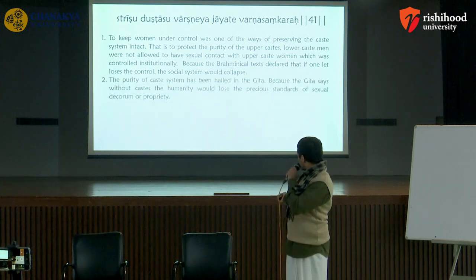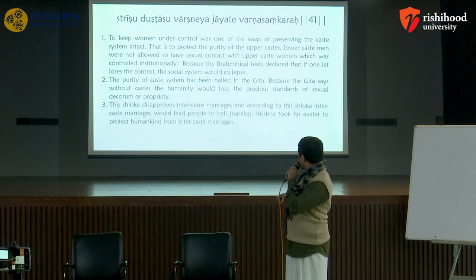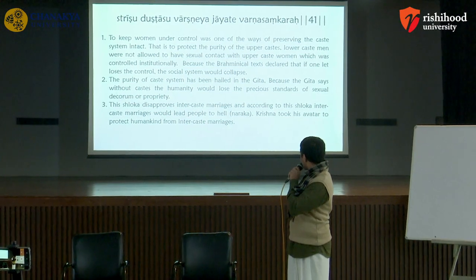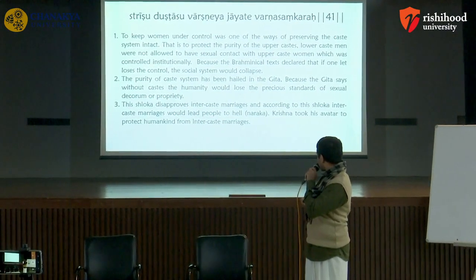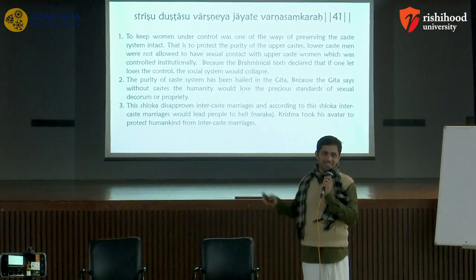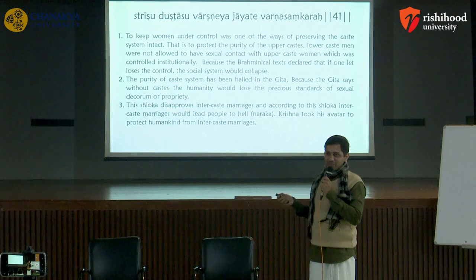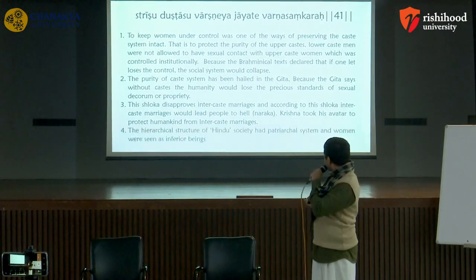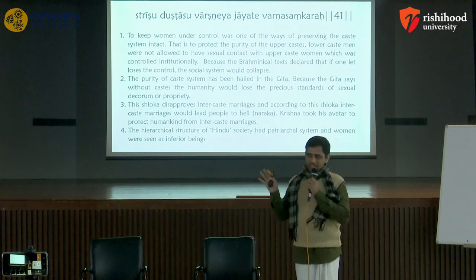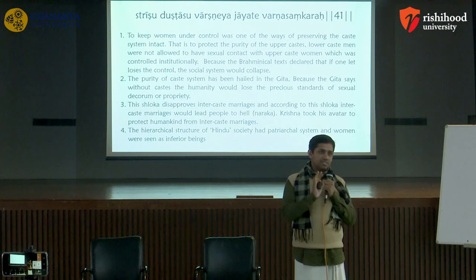The purity of the caste system has been hailed in the Gita, because the Gita says that without caste, humanity would lose the precious standards of sexual decorum. And the third one: the shloka disapproves of intercaste marriages, and according to the shloka, intercaste marriages would lead people to hell. Krishna took his avatar to protect humankind from intercaste marriages. Yada yada hi dharmasya, he said. So what does he want to protect? He wants to protect against intercaste marriage. The hierarchical structure of Hindu society had a patriarchal system, and women were seen as inferior beings. So all these interpretations are based on this translation of the Bhagavad Gita.